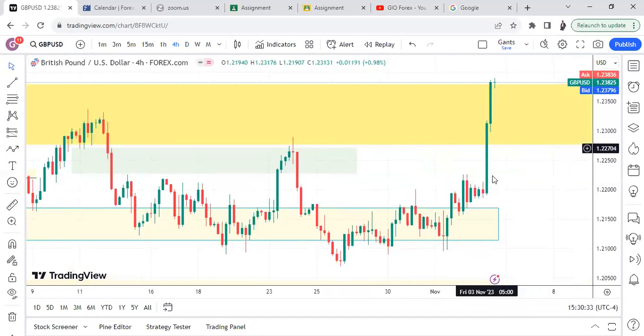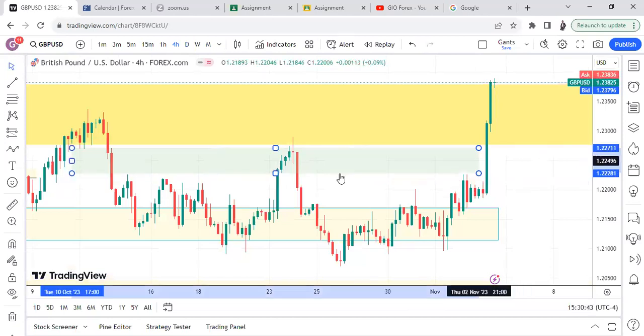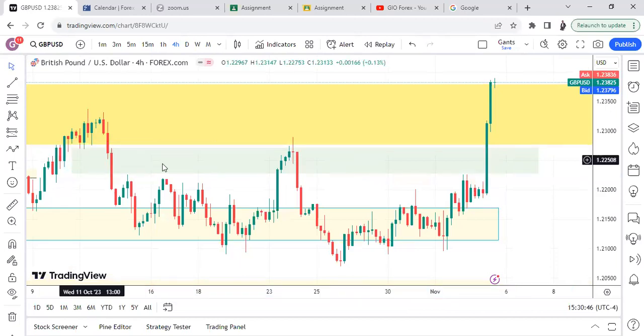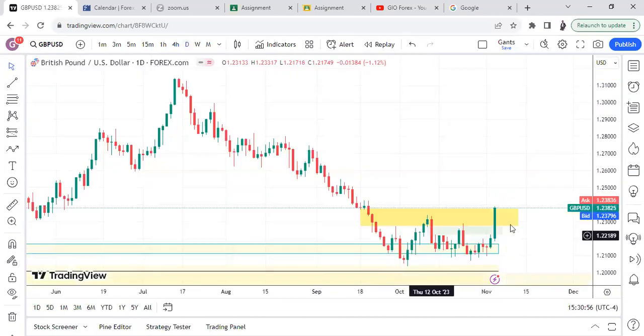We have an inefficiency right here. We have a breaker block right here. So we want to see price trade, test those levels. This is also another inefficiency on the daily time frame. It's also on the daily time frame, so it can act as a support to send price higher. This is a CB on the daily time frame. Let me show you right here so you can understand. Look at it here. This CB will now act as an inverted FVG to send price higher.